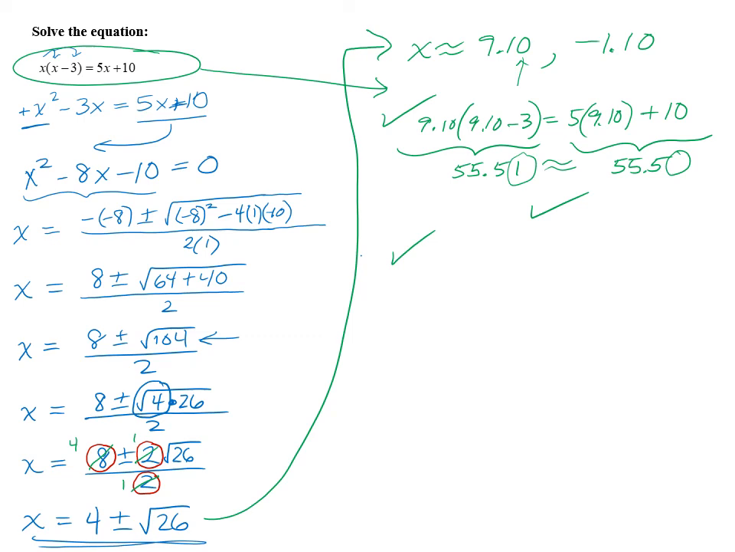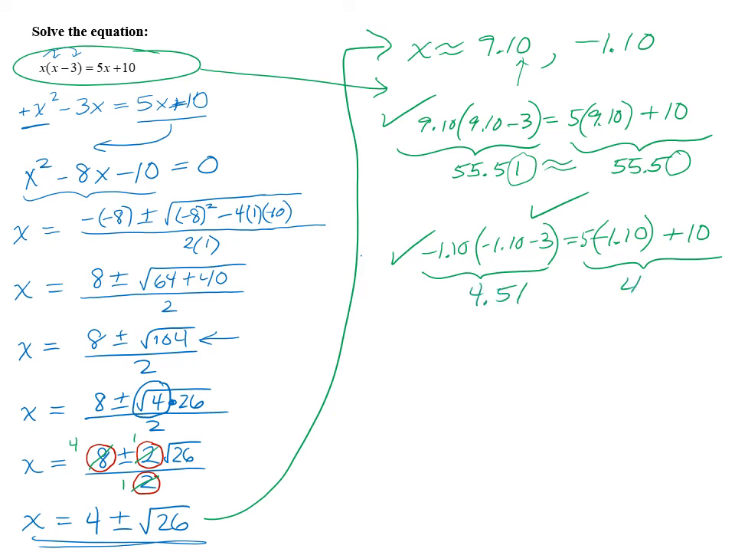Then we should check the other number, negative 1.10. Both of these numbers should work. You should never have any extraneous solutions in quadratic equations. So plugging that negative 1.10 in, we would have negative 1.10 times negative 1.10 minus 3 on the left, and on the right, 5 times negative 1.10 plus 10. And calculating here the left and the right side, on the left side I get 4.51, and on the right I get 4.5. Once again, approximately the same thing. They're only off at the second decimal point, so that checks as well.